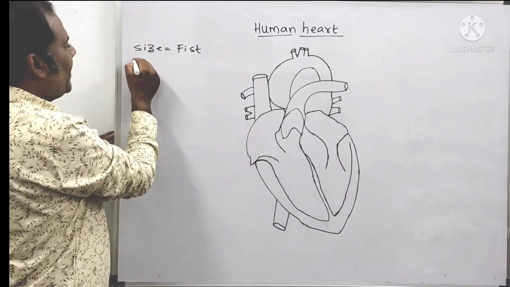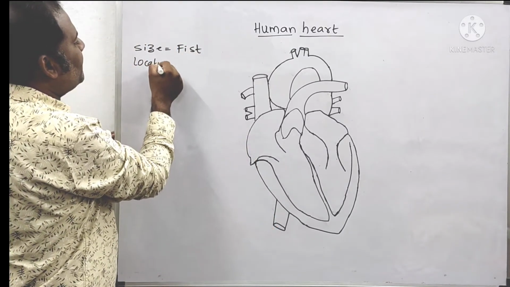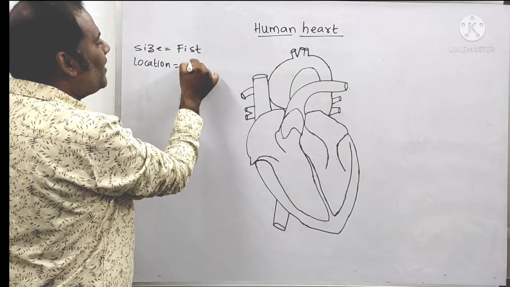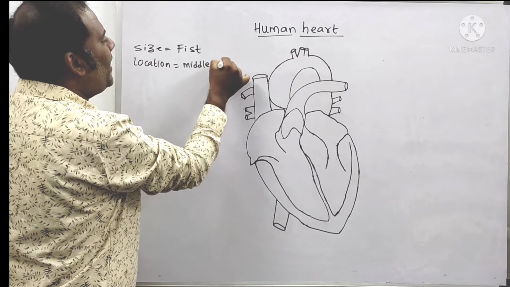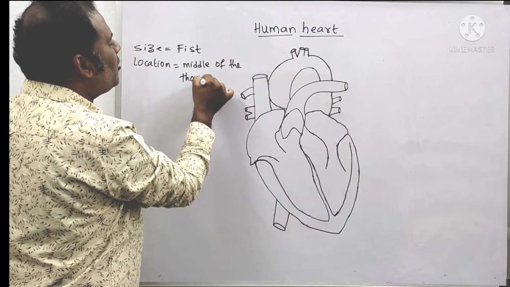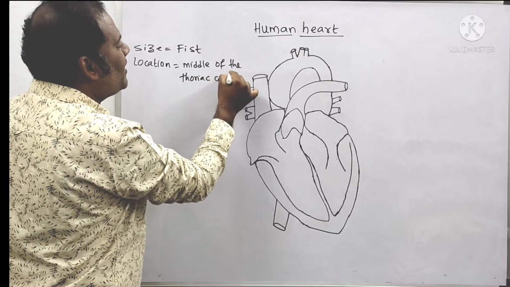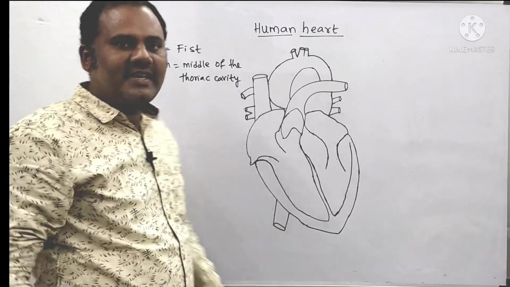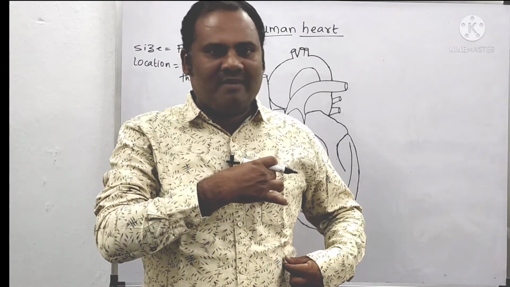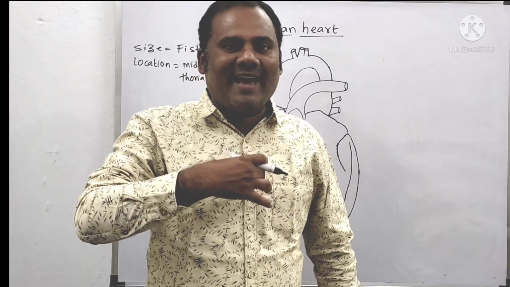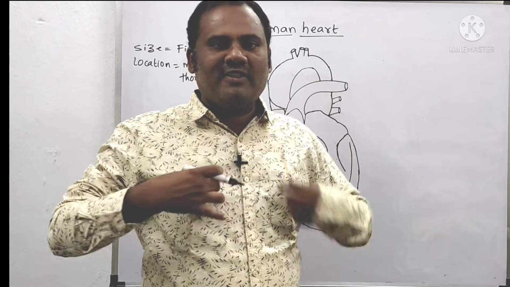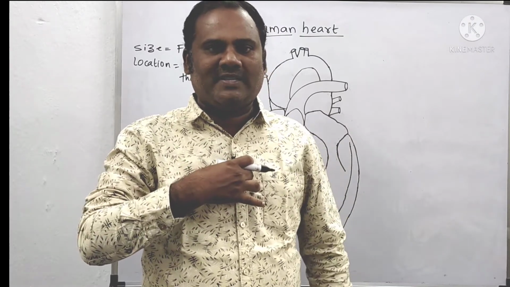Next, take the location where it is present. The location is in the middle of the thoracic cavity. What is meant by the thoracic cavity? It means the chest cavity. Everybody thinks that the heart is on the left side. No, the heart is not on the left side. It is exactly in the middle of the thoracic cavity, between the two lungs.